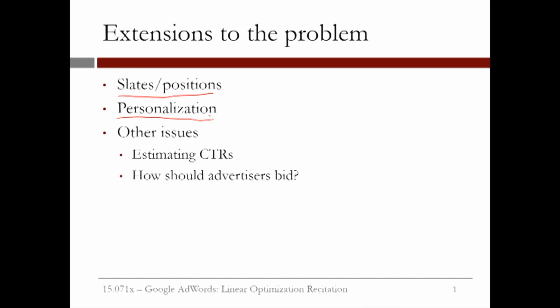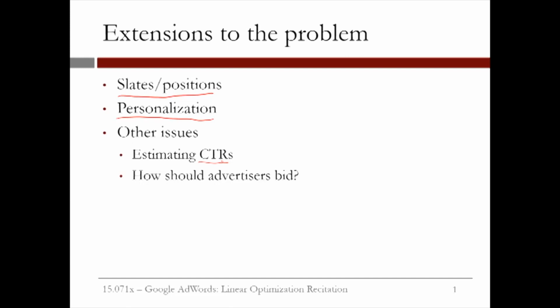Aside from these two extensions, there are also many other issues that Google deals with on a daily basis. One of these is related to click-through rates. In particular, how does Google know the chance that a user clicks on a given ad? Google does this by analyzing large amounts of user data and building predictive models similar to those we studied in this class to predict how often users click on different ads when they are shown with different queries.